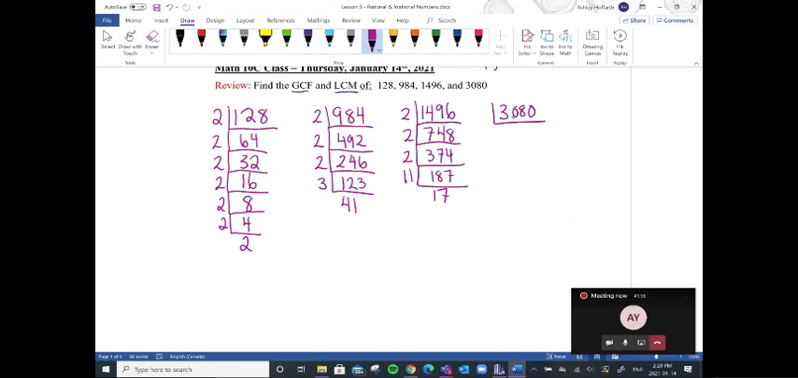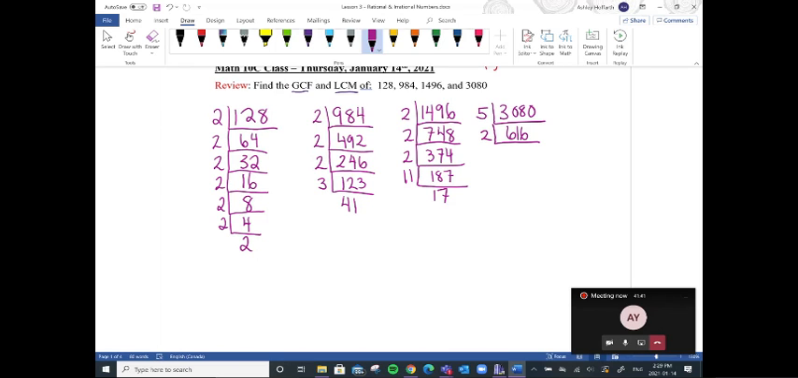And our last number is the biggest one, 3080. It's even, and it also ends in a 0. So I'm going to actually go with the 5 instead. Again, anything that ends in a 0 or 5, we can always divide by 5. So 3080 divided by 5 gives me 616. Now it's even, so I'm going to go with 2 again.